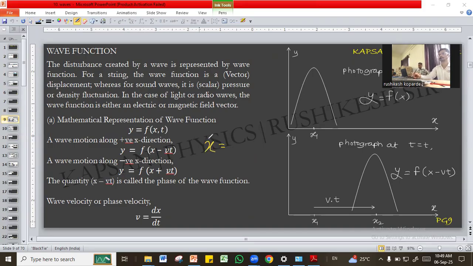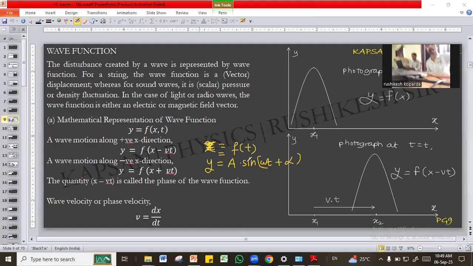Now instead of x, they will call it y. So y is equal to A sine omega t plus alpha. So the equation of oscillation of the particle is basically a function of time. That's it. But the problem here is it is not one particle which is oscillating. There are n number of particles which are present here, and all of them are oscillating.